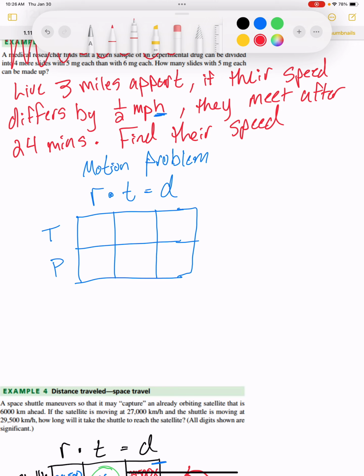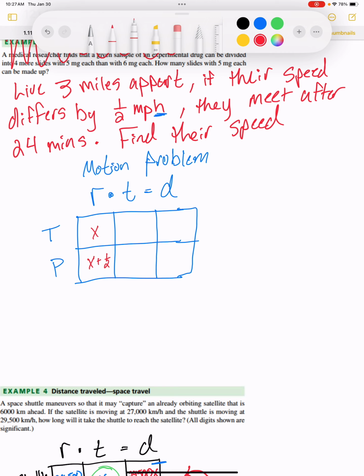The rate. Now, what is their speed? How fast are they going? I don't know. But I know that one friend is going 1/2 a mile per hour faster. So let's say Tim's walking x speed. I don't know how fast he's going. But let's say Paul, he's a little bit more in shape and he's walking a little bit faster. x plus 1/2.